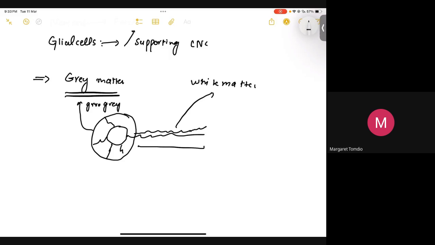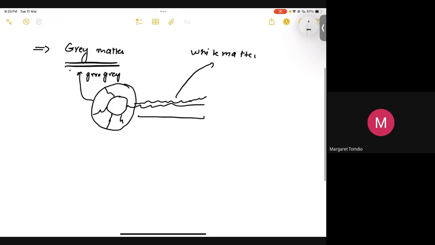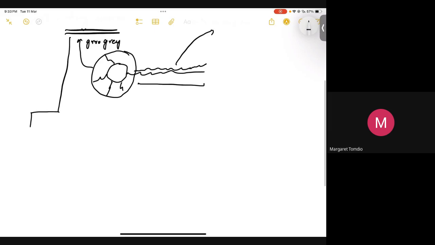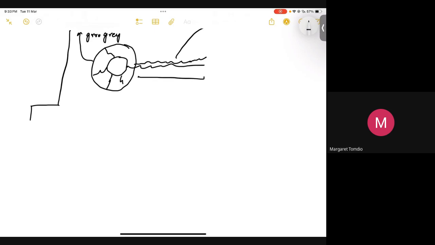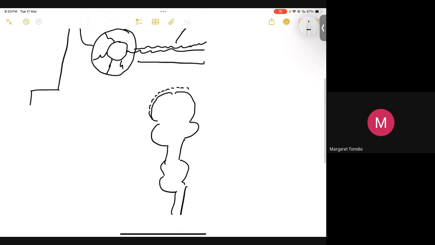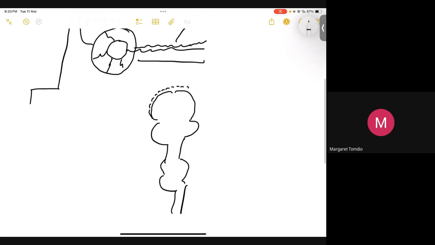Gray matter is further divided into two classifications, right? If the gray matter is present on the surface of your central nervous system, let's suppose this is your brain, let's suppose this is your brain stem. The surface of the brain also has gray matter. What is gray matter? We already know that: a collection of cell bodies. So on the surface, on the cortex, that gray matter we are going to call the cortex, right? Is that clear? Yes.